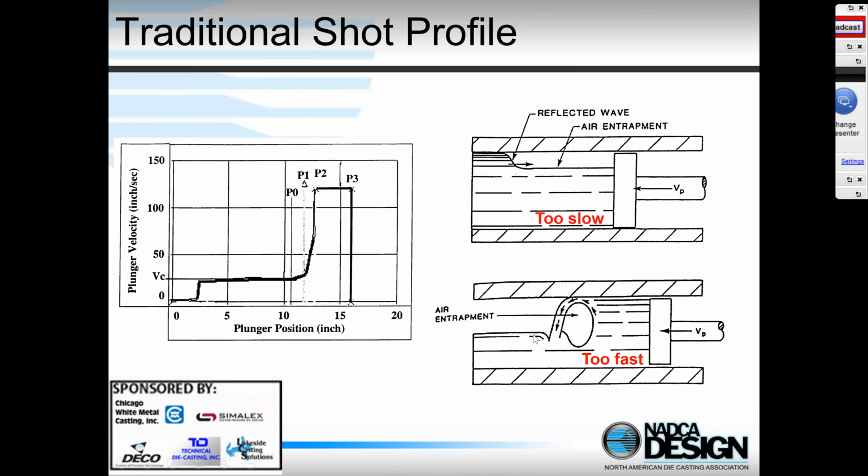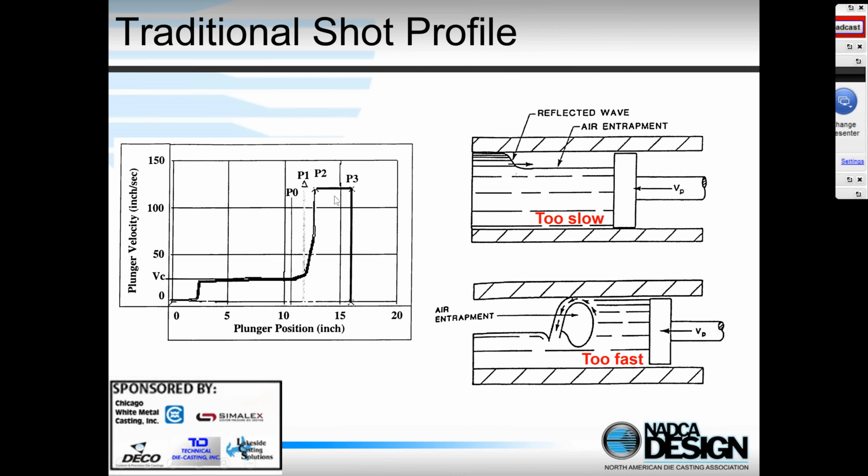So we don't want to go too slow, and again, we don't want to go too fast. If we go too fast, then the wave actually breaks, and it's pretty clear we're going to get a lot of turbulence and a lot of air entrapment. Again, that's what we're going to inject into the cavity. So we want to make sure that we get it right, both not going too fast and not going too slow.